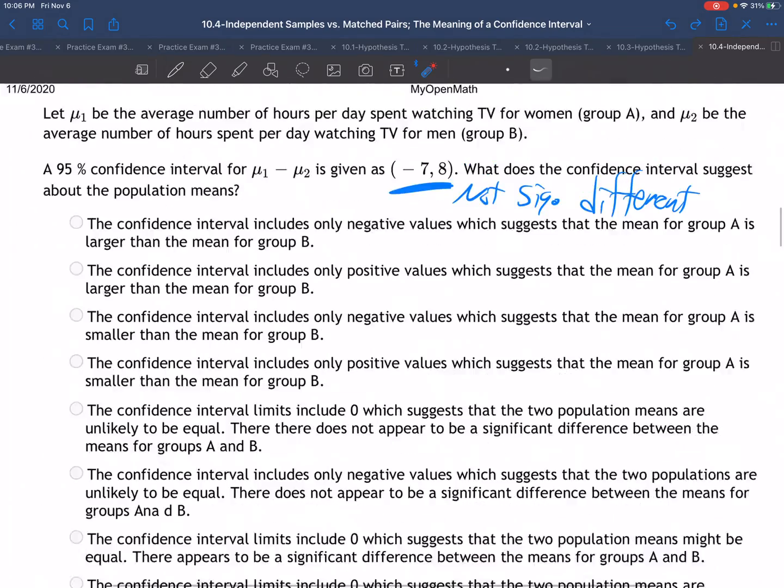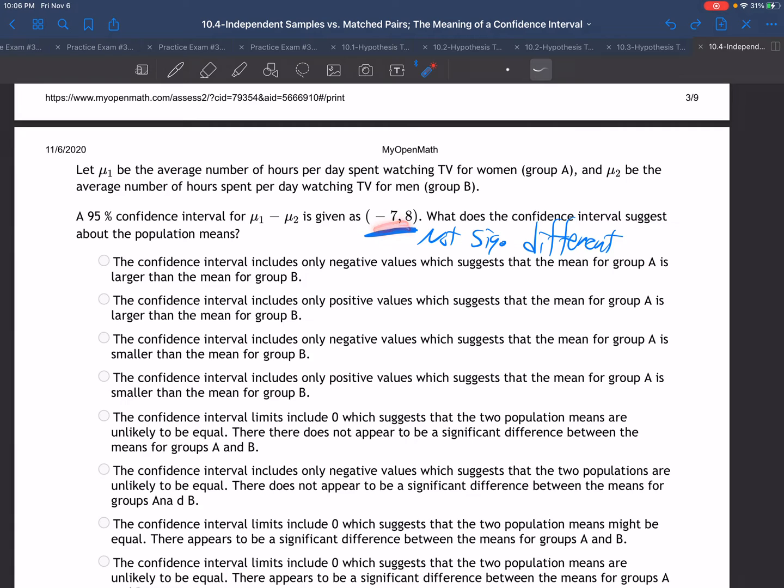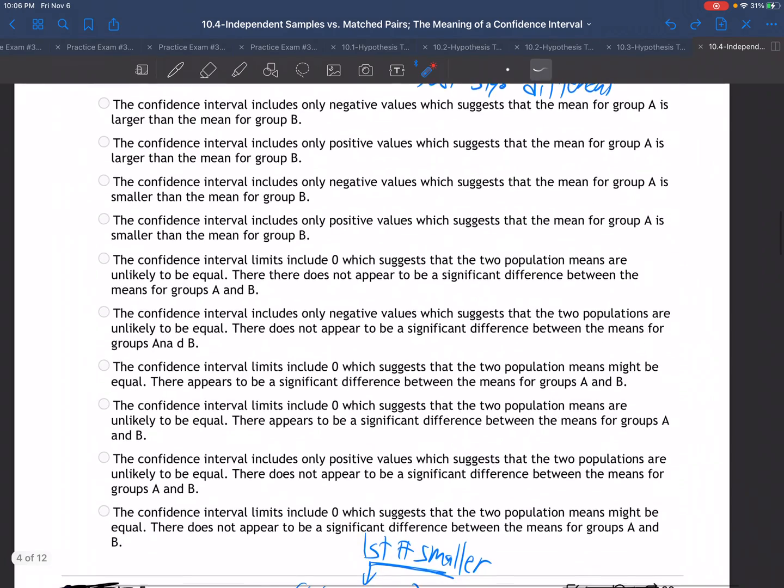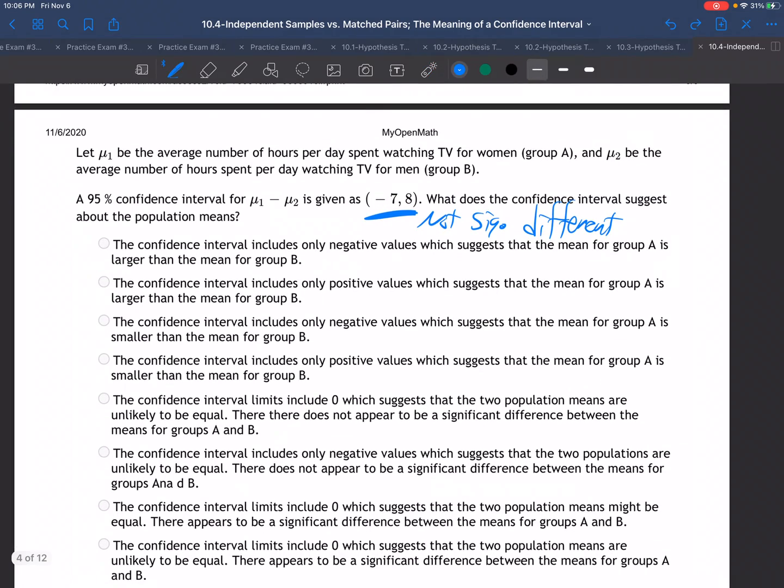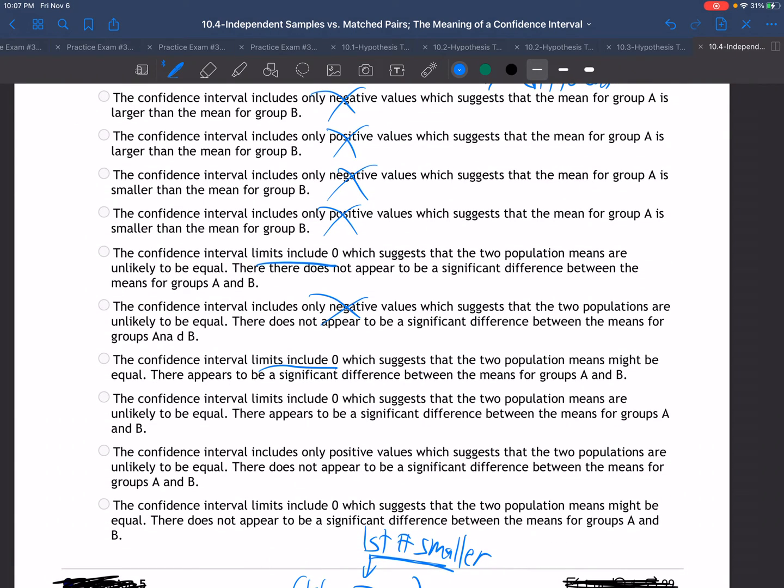All right, so back to our question. We, in this case, have a negative and a positive. So they're not significantly different. So which one of these? Now, there's a bunch of options here. My goodness. Well, I'm giving you a bunch of options because I want to make sure you really understand this, and you're not just guessing your way through, so you do well on the test. The confidence interval includes only negative. Is that us? No. Only positive? No. Let me cross these out. Only negative, only positive, only negative, only positive. No. Oh, it includes 0. Yeah, it does. Includes 0, includes 0. Okay, there's 4 that include 0. It's one of those 4. We got it narrowed down a little bit.